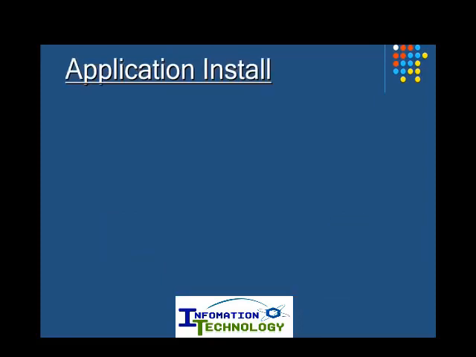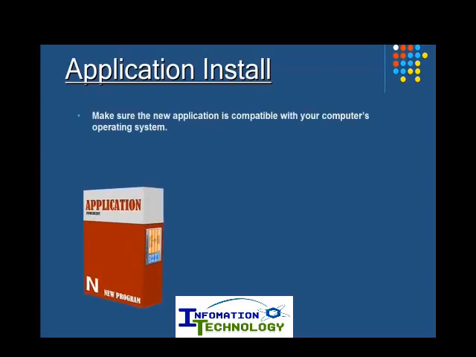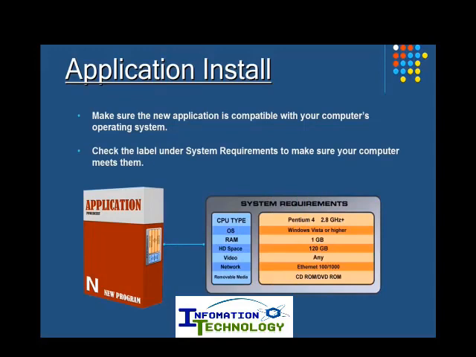When installing a new application on a computer, the first thing you should do is to make sure it's compatible with your computer's operating system, because if it's not compatible, it will not work. That's why it's important, before you even purchase an application, to check the label under System Requirements to make sure your computer meets them. Because if you buy a program that requires you to have Windows Vista or a later version of an operating system, and you are still using Windows XP, it will not work and you may have wasted your money.